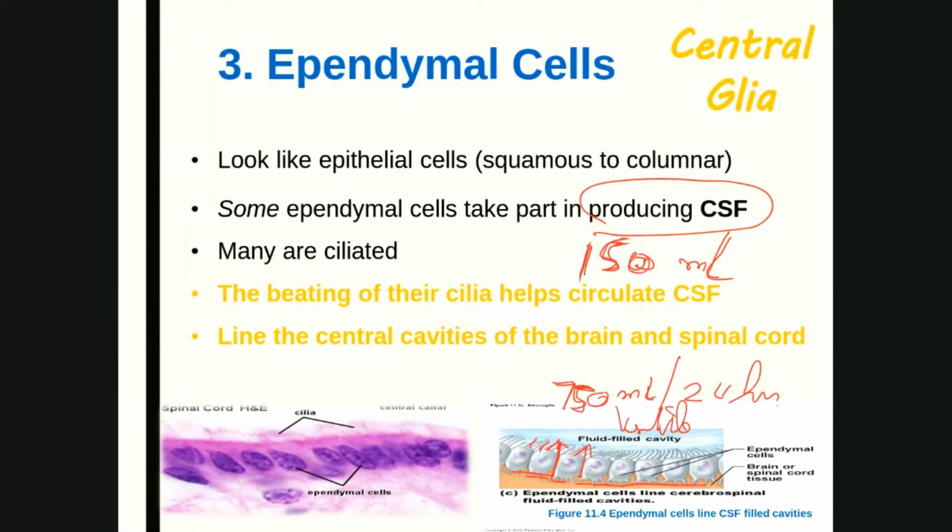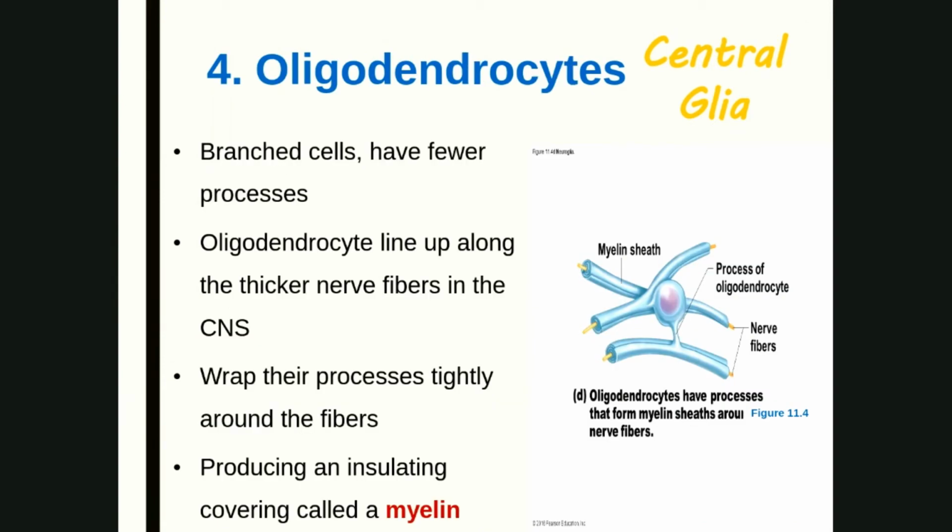Just know that ependymal cells are the blood-brain barrier cells, also called the choroid plexus. When you're free, just Google the word choroid plexus, and you will know where it is located. I will show you, don't worry.